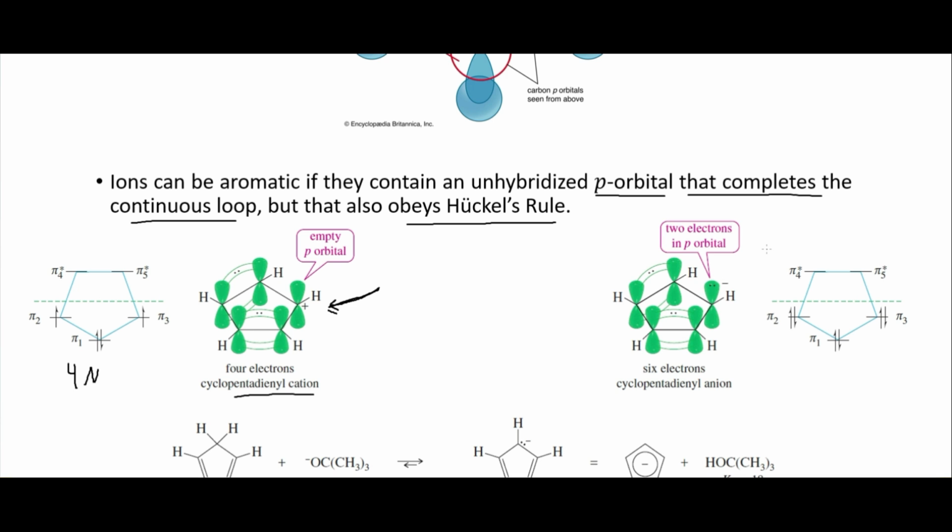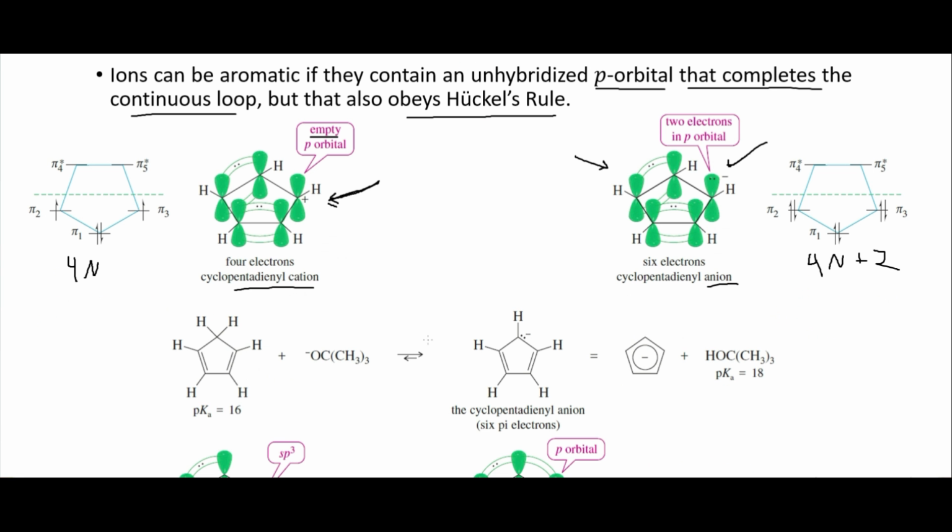Whereas if instead we have a lone pair here, rather than missing an electron like in this one, then we have the cyclopentadienyl anion right here. And now again we see we have the full loop of pi electrons, and we have the 4n plus 2 electrons in it. And so that actually makes this an aromatic compound.